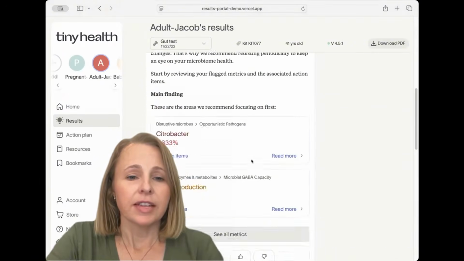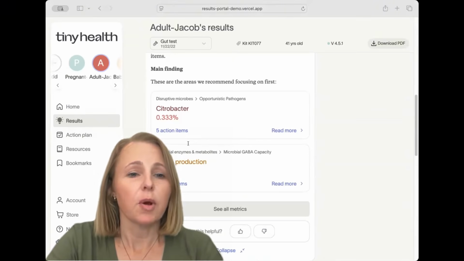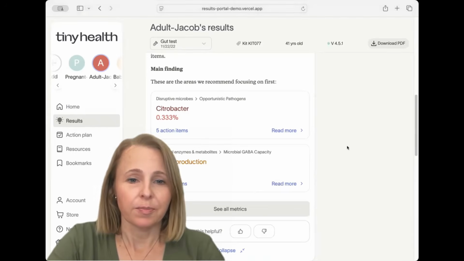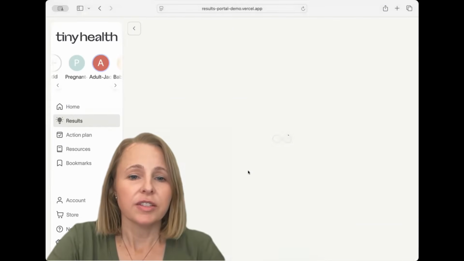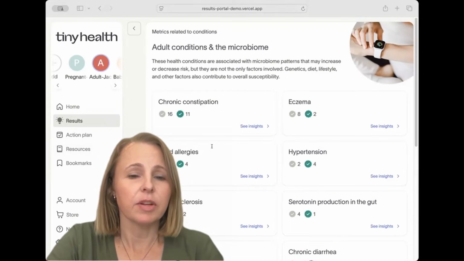The main findings section on the main page of your results is going to show you the top 3 metrics that are most impacting your gut health. If you're wondering where should I start, this is the place. We also have a conditions section. These are not diagnostic or causative, but they highlight common imbalances that have been associated with certain conditions, helping you see potential areas for extra support.